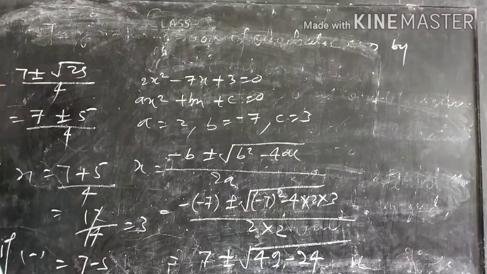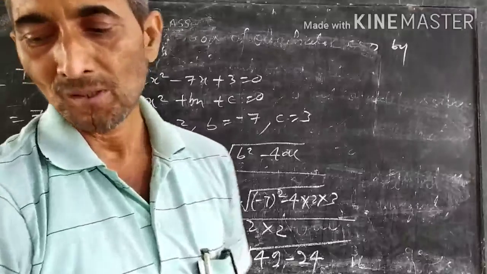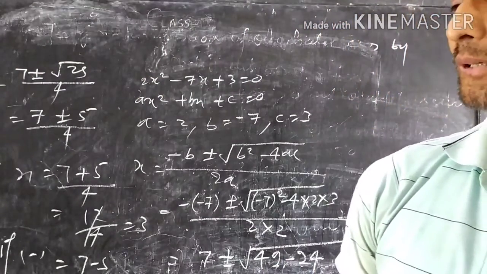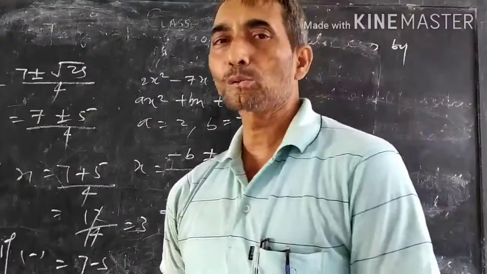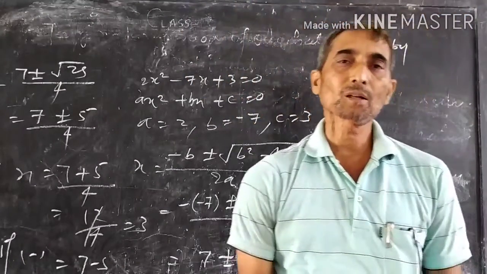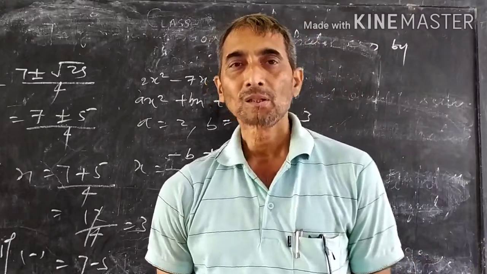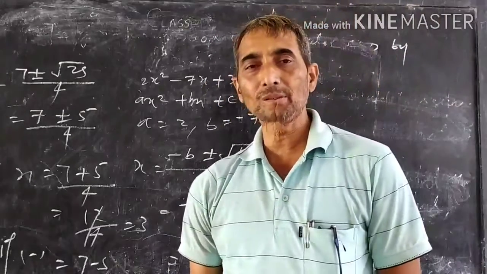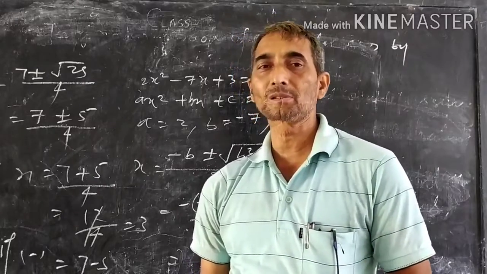So students, you saw how we can utilize the formula x is equal to minus b plus minus root of b square minus 4ac upon 2a in your quadratic equation system, and how we can find the roots of the equation with this formula.